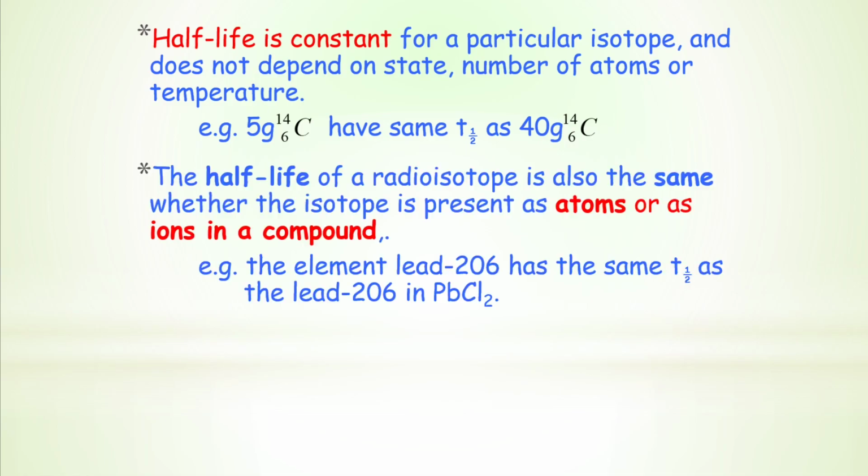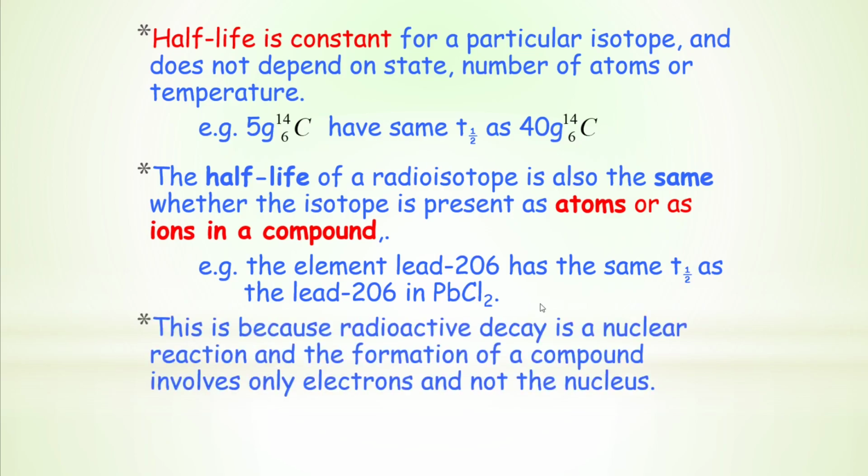To go from 1 gram to half a gram, and a million kilograms to half a million kilograms, is going to take the exact same time. And additionally, it doesn't matter if we take this radioactive element and put it in a compound, it'll have no effect upon the half-life either. So if I took this radioactive lead and looked at its half-life, it's going to be the exact same as if I took the same lead and put it in a compound with chlorine. It's going to have the exact same half-life. I can't really affect it.